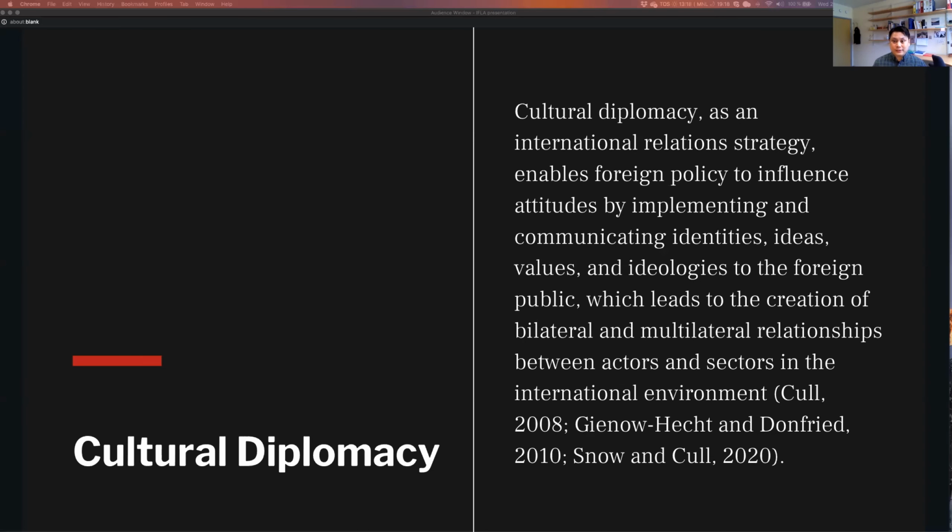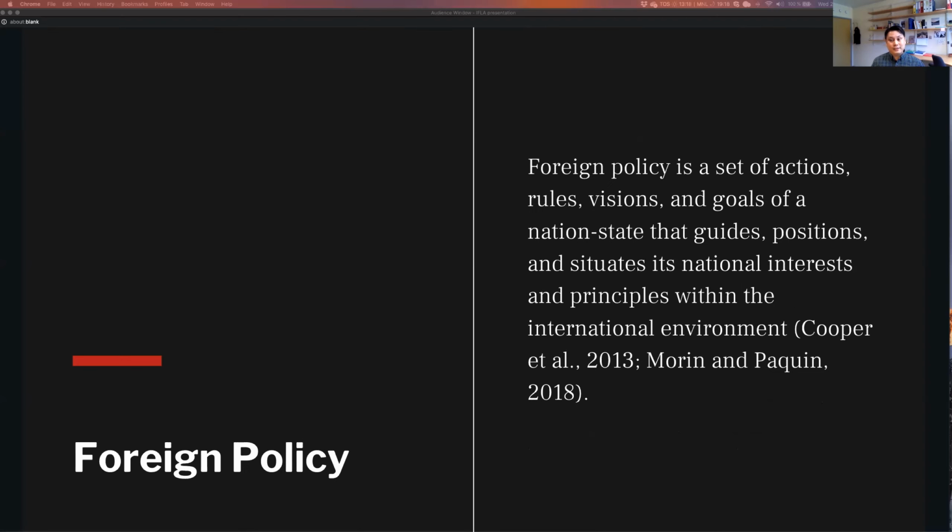There are two main ingredients, the bread and butter terms and concepts in library diplomacy. Number one is cultural diplomacy, which is an umbrella term of public diplomacy. It's an international relations strategy that enables foreign policy to influence and attitudes in implementing and communicating identities, ideas, and values. While foreign policy, this is what enables cultural diplomacy. It is a set of actions, rules, visions, and goals of an institution or a nation state that guides positions and situates its national interests and principles within the international environment.